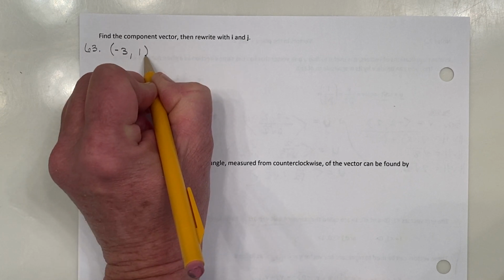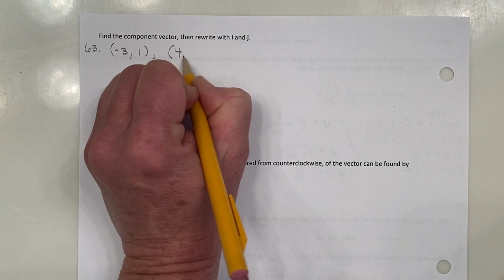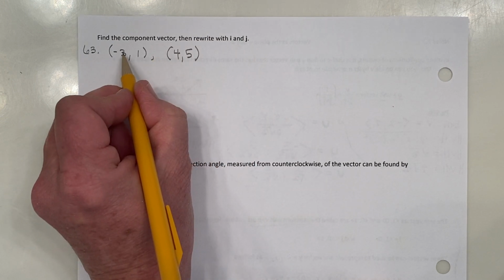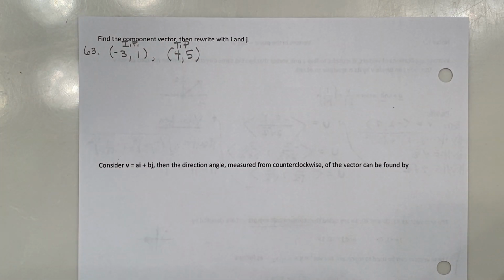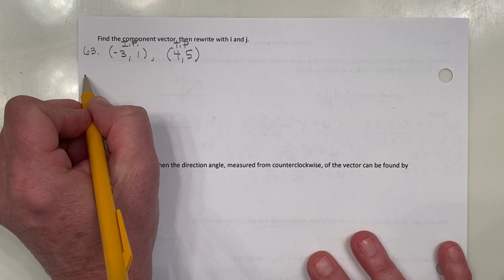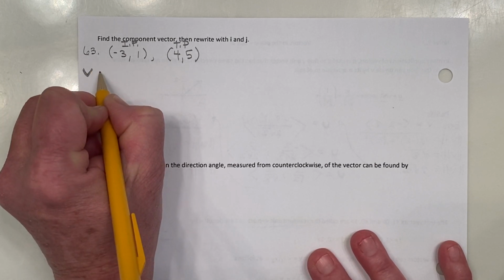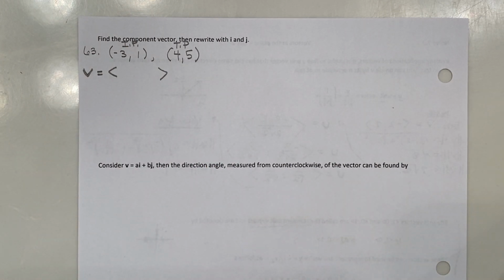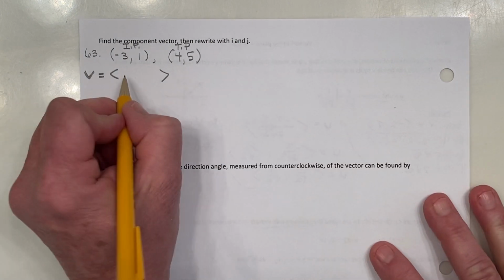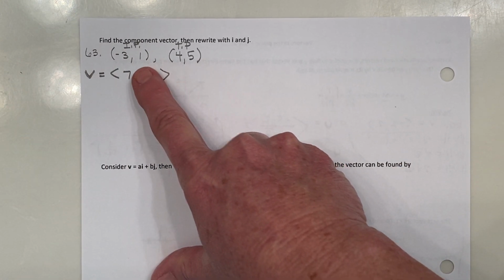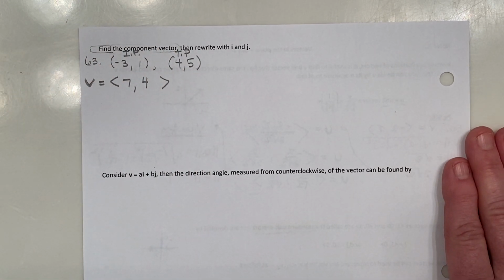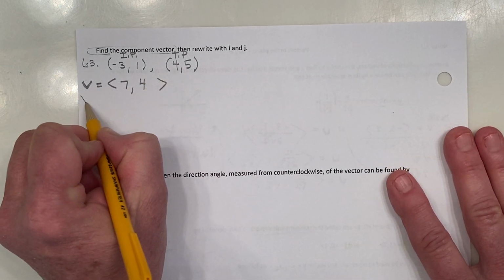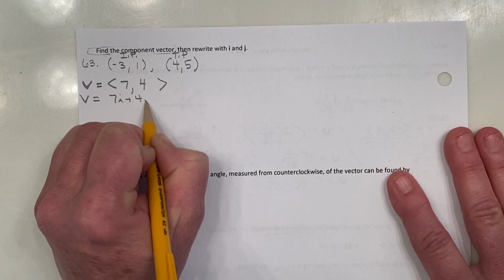This is our initial point, and this is our terminal point. Notice that they're parentheses. So this vector that's determined by this initial point and terminal point is not in component form because we don't start at the origin. So to find the component form, this takes us back to a previous lesson. We'll just call it V. Just to remind ourselves, we start with the terminal point, subtract the x's. So 4 minus negative 3 is 7. Start with the terminal point, subtract the y's. 5 minus 1 is 4. So we found the component vector. All right, so rewrite with i and j. Oh, easy enough. 7i plus 4j. Done.